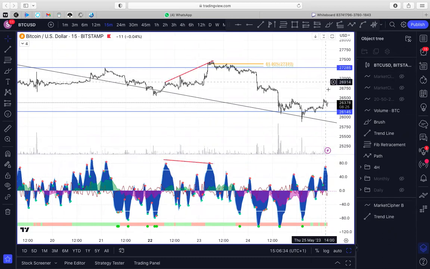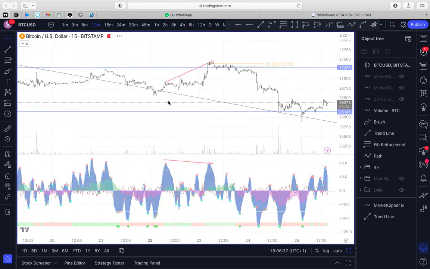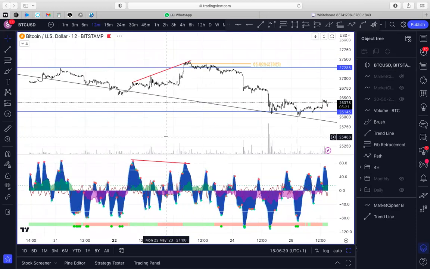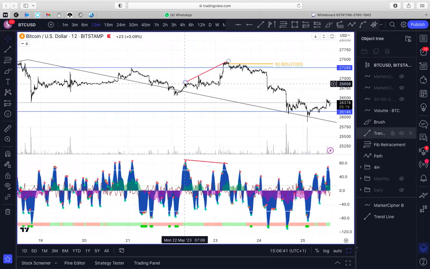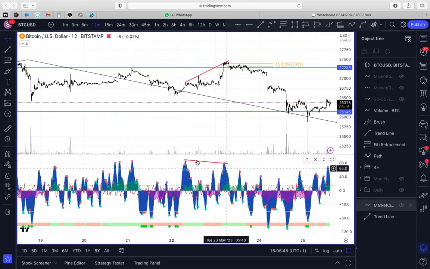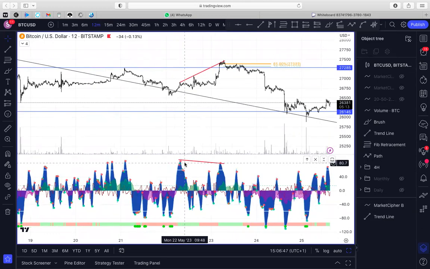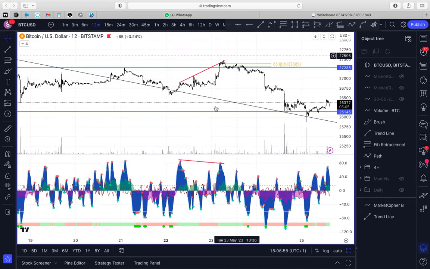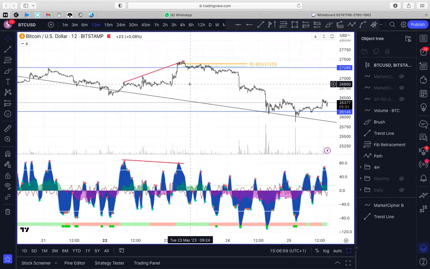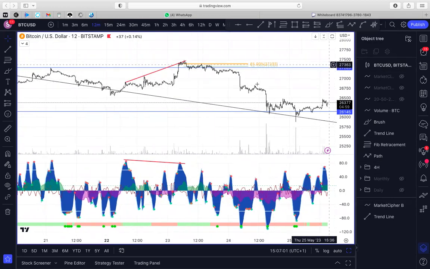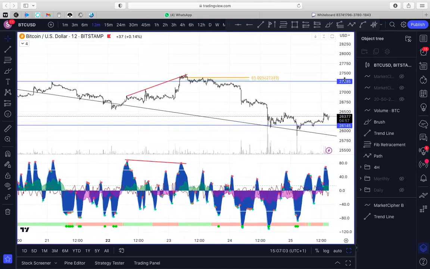So what we can see as well is that on the 15-minute, actually on the 12-minute, it's a little bit more clear, that as price goes up, there is some sort of divergence with this blue wave. Now, what is the blue wave? This blue wave is a momentum oscillator. It tells you the momentum of the market. So we can see that as price is going up, the momentum is going down. And what this usually means is that there is about to be a price reversal, a downtrend, okay?